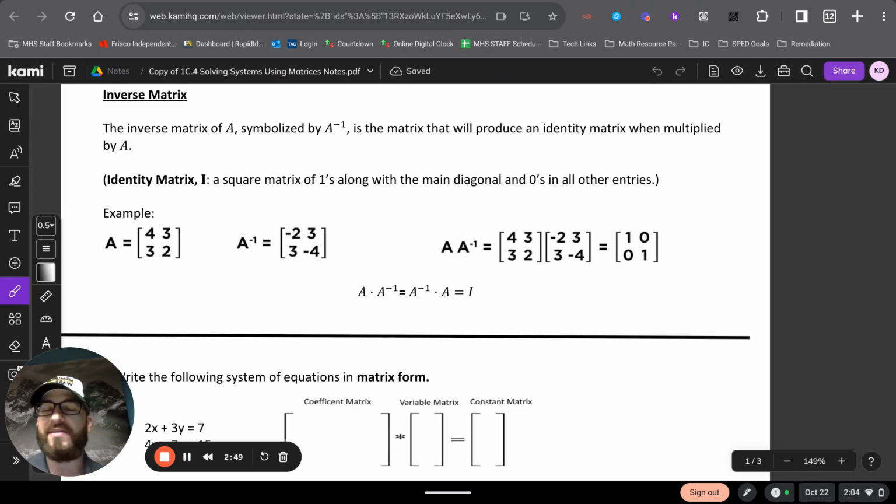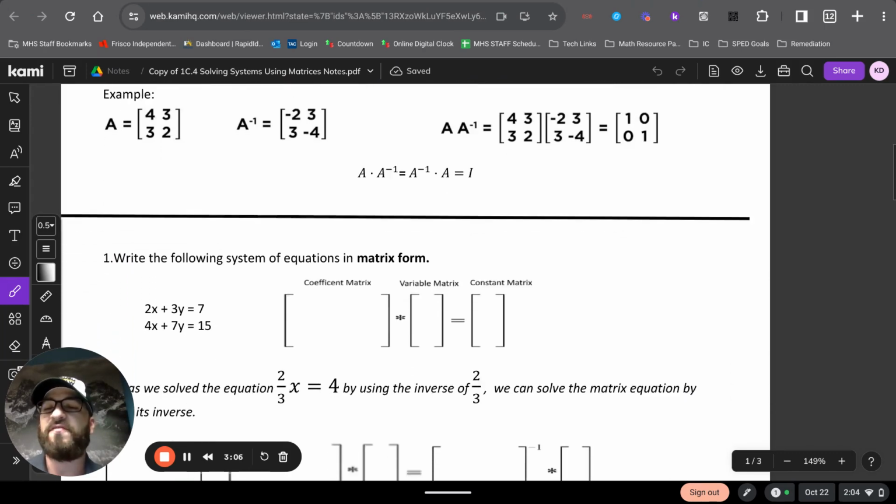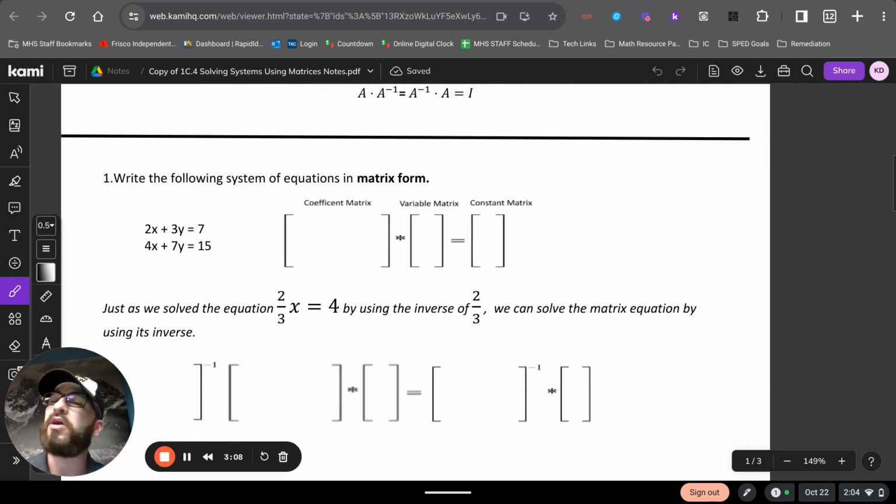Now this might seem super weird, but the good news is you don't really have to worry about actually multiplying these matrices by hand. We just need to make sure we're comfortable with the idea that the inverse matrix cancels out the original matrix, because we're going to apply that to actually solve some systems of equations. So the first thing we want to do is convert our systems of equations into matrix form.